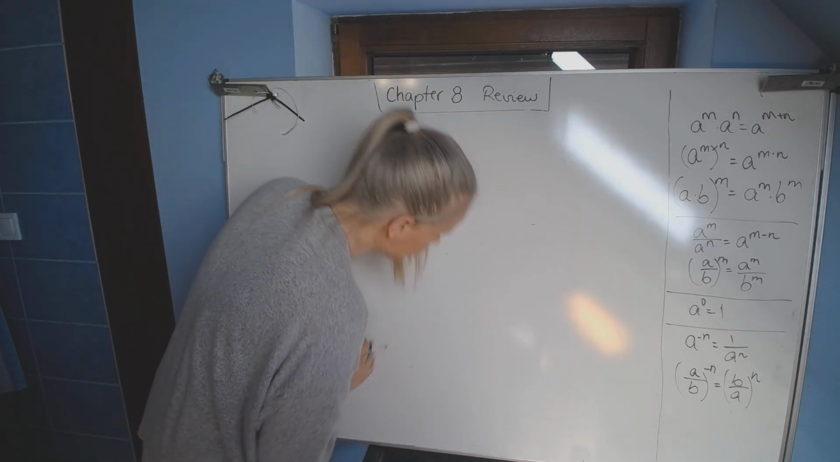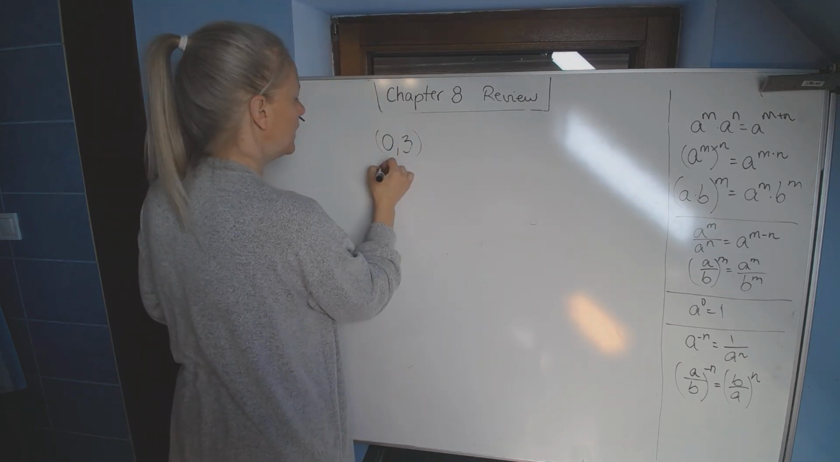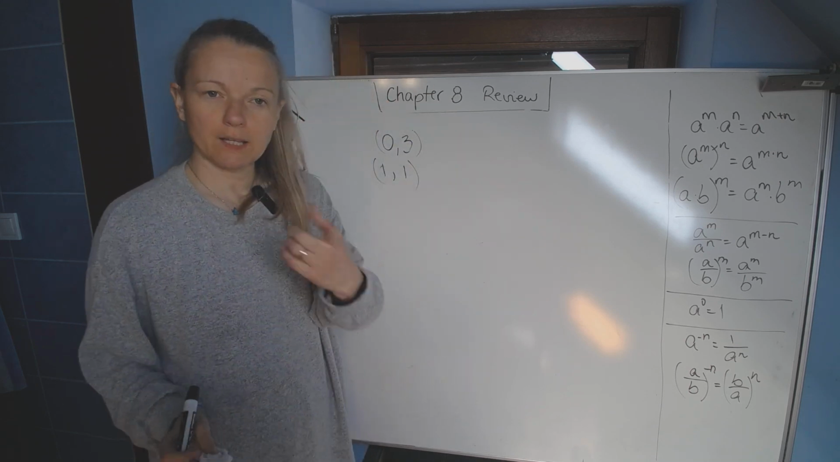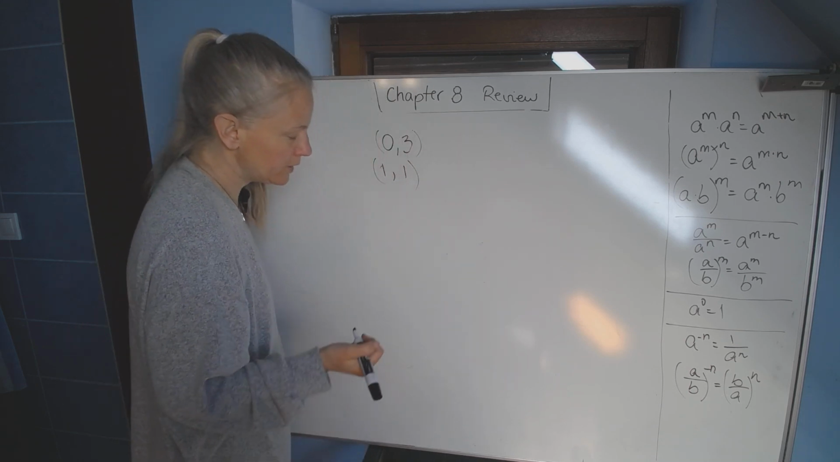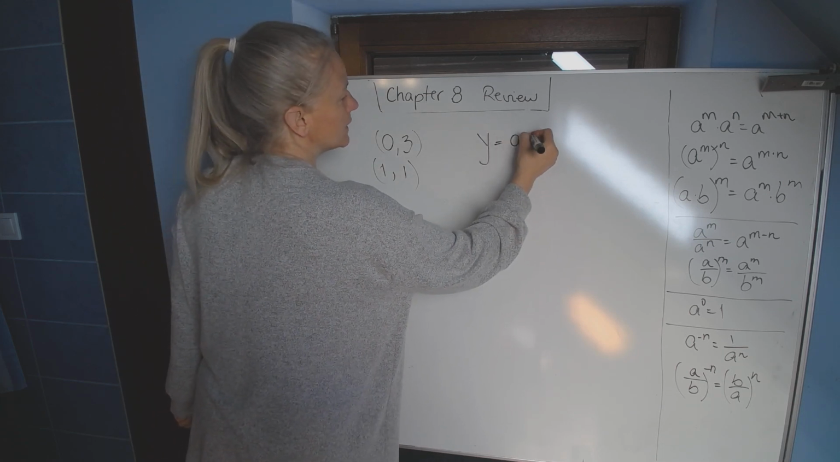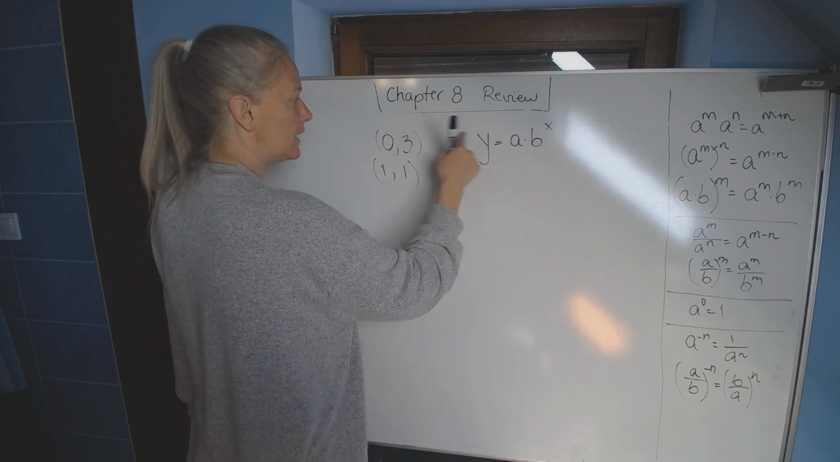Again, you have 2 points. You have (0, 3). And then you have (1, 1). And they say, first of all, we did say it's going down. So that's a decay. And now we want to know what is that function again. y equals A times B to the x. We're going to use our first point to find A.